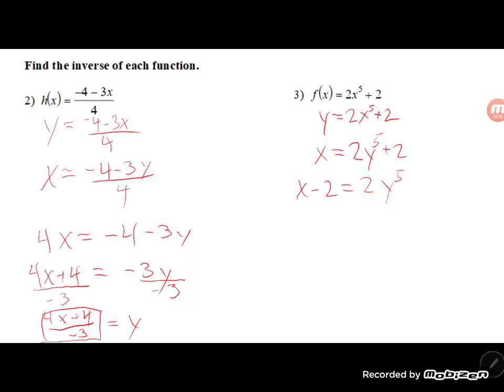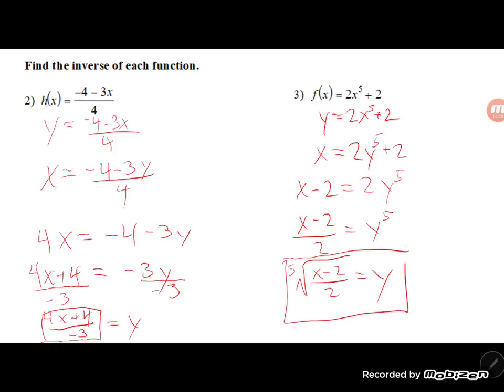We want to now go ahead and divide by 2. Remember, you always want to work backwards. Normally you calculate exponents first, so we're going to get rid of the exponent last, or get rid of the division first. We divide by 2 on both sides. We get x minus 2 divided by 2 is equal to y to the 5th. We take the 5th root on both sides. Remember, roots and powers are opposites. They undo each other. So we will get the 5th root of x minus 2 divided by 2, which is equal to y. Okay? And just like that, that should be your inverse.